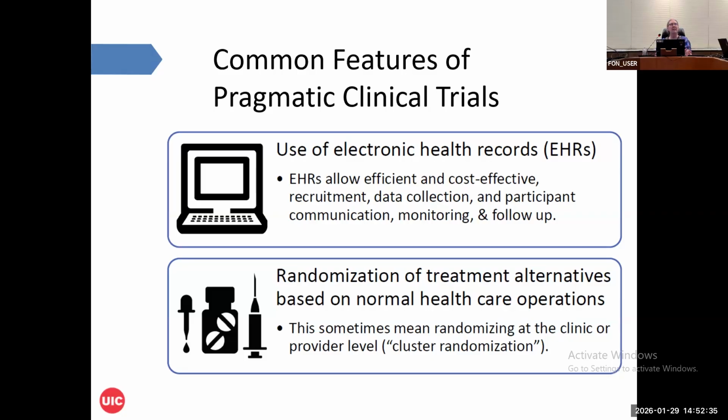The other thing is randomization of treatment alternatives based on normal healthcare operations. What this means is that we often do what's called cluster randomization, i.e., we implement an intervention on a whole unit or in a whole hospital, and then we compare with a unit or a hospital that hasn't yet received the intervention. So this would be a cluster randomized clinical trial, with randomization based on normal healthcare operations.